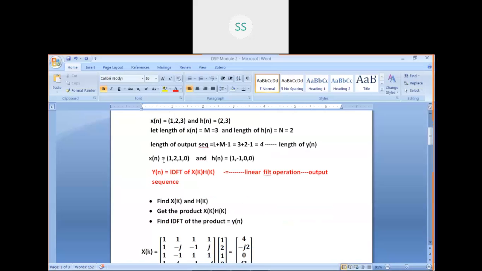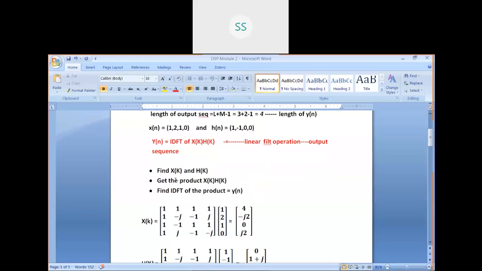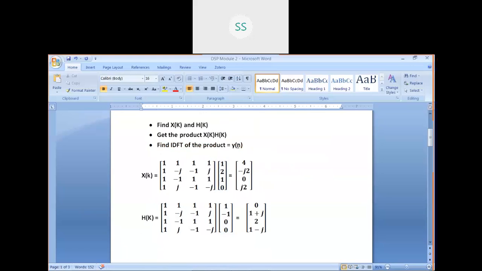Then we will append the corresponding number of zeros, so that we can make x of n and h of n both of length 4. This is a requirement whenever you are using the DFT and IDFT method to calculate the result of the filter. So after fixing N, we calculate x of k and h of k, and we get the product, x of k into h of k. Later on we take the IDFT of that product, and that IDFT sequence is nothing but y of n, which is the output of the filtering operation.